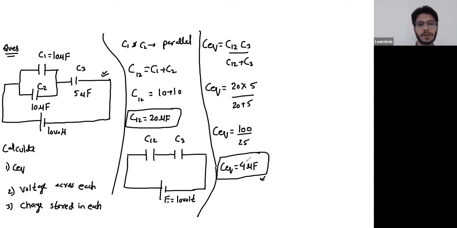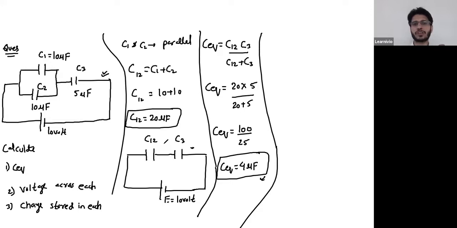So let's convert this into this particular circuit where C1 and C2 are in parallel and that parallel combination is in series with C3. Now we will solve this circuit. So this is a series combination of two capacitors. Johanna, in this particular circuit, which quantity is constant, charge or voltage? Charge.